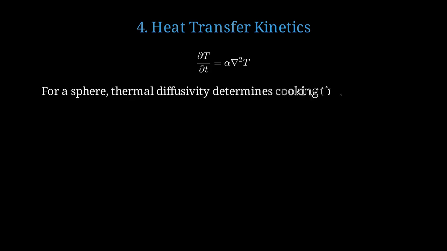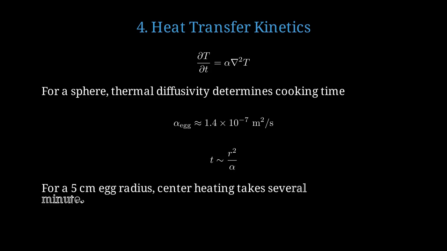For a roughly spherical object like an egg, thermal diffusivity determines how quickly heat penetrates to the center. The thermal diffusivity of egg is approximately 1.4 times 10 to the negative 7 square meters per second. The characteristic timescale for heat penetration scales as t proportional to R squared over alpha. For an egg with 5 centimeter radius, getting heat to the center takes several minutes, not seconds.